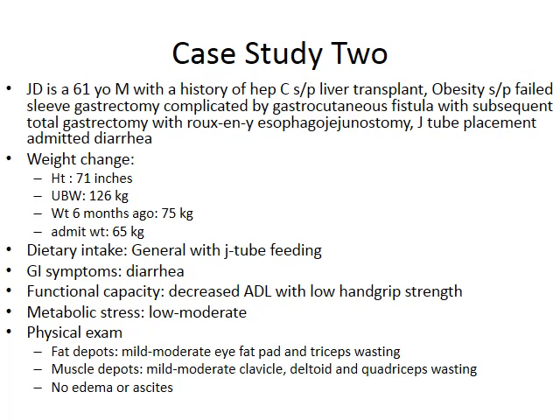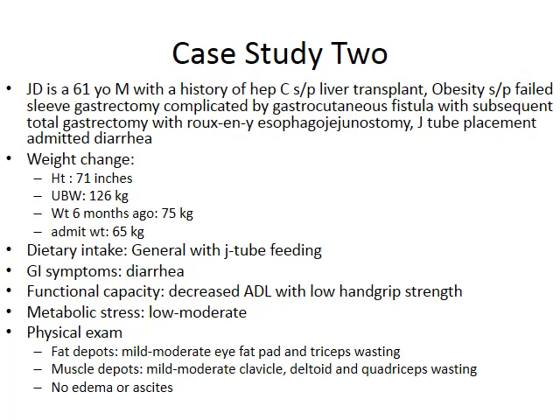Next, JD is a 61-year-old male with a history of Hep C, status post a liver transplant, obesity, status post a failed sleeve gastrectomy, complicated by a fistula with subsequent total gastrectomy with a Roux-en-Y and a J-tube, admitted with diarrhea. He's had a significant weight change. His dietary intake is a general diet supplemented with J-tube feedings. He currently is admitted with diarrhea.